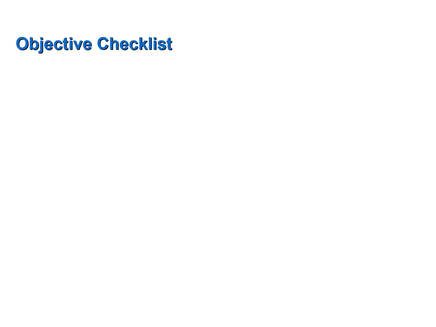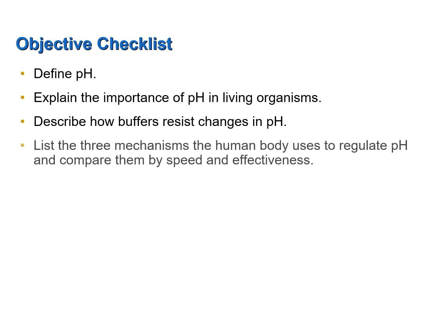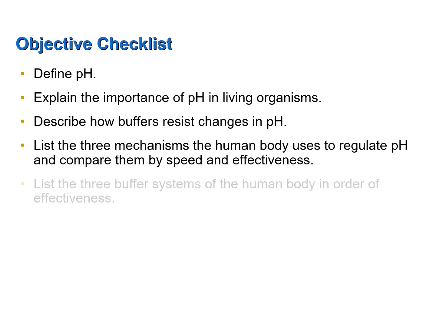Now let's review the learning objectives of the screencast. Define pH, explain the importance of pH in living organisms, describe how buffers resist changes in pH, list the 3 mechanisms the human body uses to regulate pH and compare them by speed and effectiveness, list the 3 buffer systems of the human body in order of effectiveness.